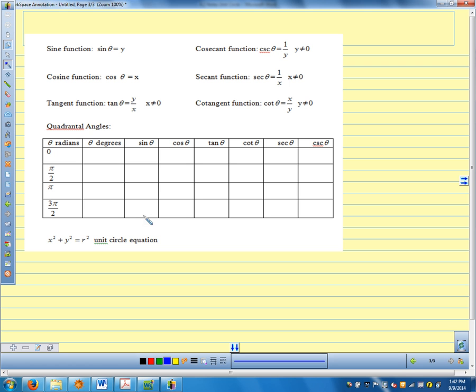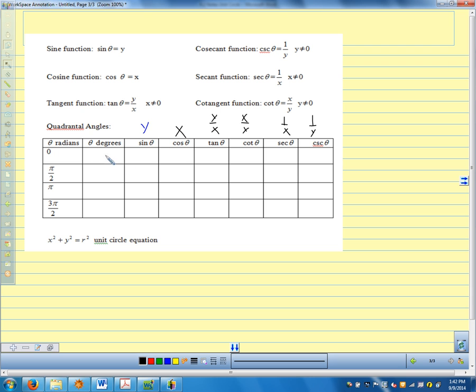Part of what you need to do is at least the sines and the cosines, but I would recommend doing the others: fill out this chart for all the different angles once you get your radian snowman figured out. Once you know the x and the y coordinates, this chart is really easy to fill out. So if it helps you, the sine is y. The cosine is x. The tangent, y over x. The cotangent, x over y. The secant, 1 over x. And the cosecant, 1 over y.